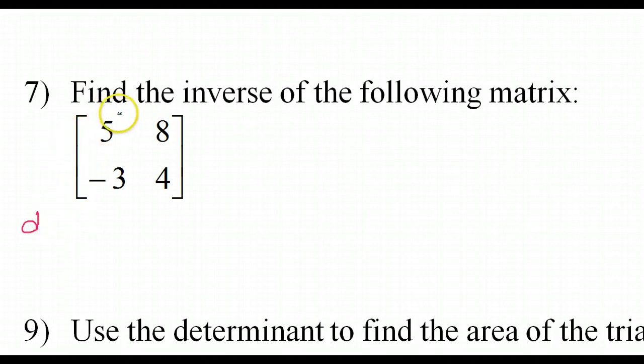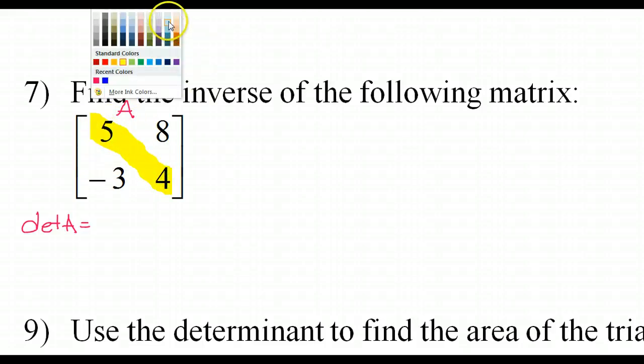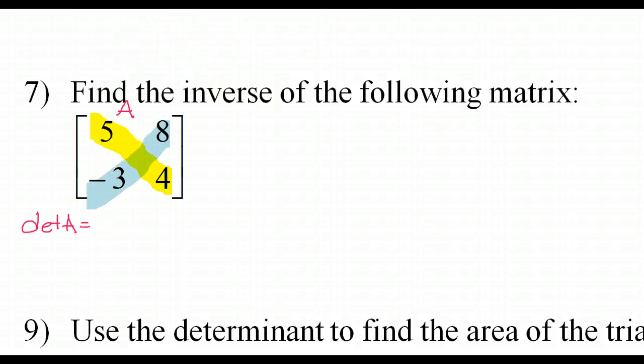Again, I'm going to call this matrix A. Okay, if this is matrix A, then the determinant of A, as we just discussed, is going to be the down diagonal minus the up diagonal. So that's going to be 20 minus negative 24. All right, again, minus and negative, so please, please be careful. So this is going to be 20 plus 24. So that's going to be 44.